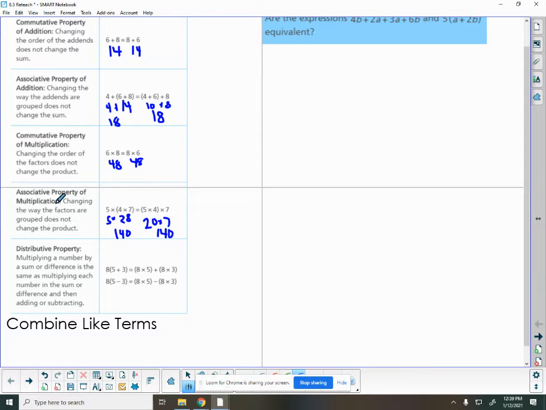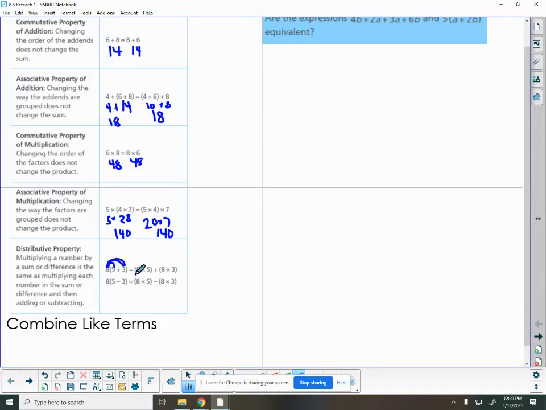We also have this distributive property here. And there are two ways that the distributive property can work. The first is that it can give that number out. So it can distribute the 8 to the 5. It can distribute the 8 to the 3. And remember, this is multiplication. So here we have 8 times 5 plus 8 times 3.